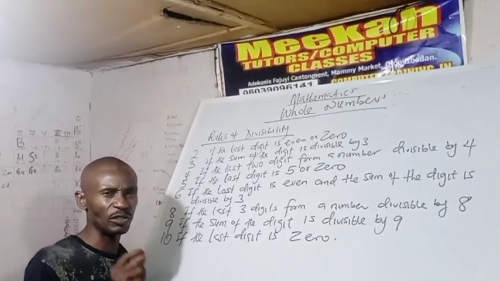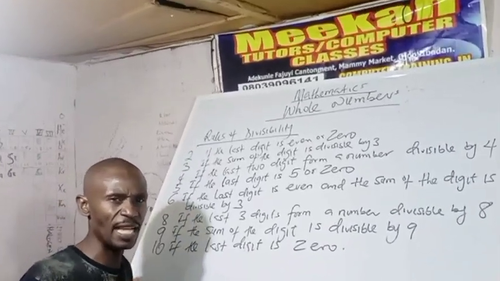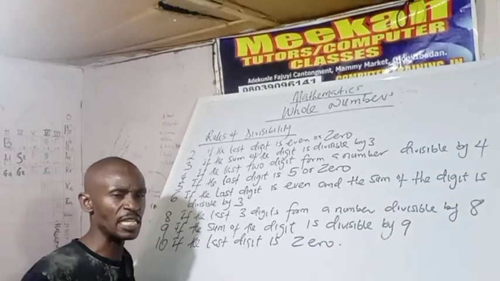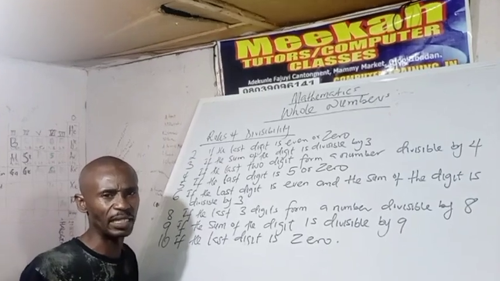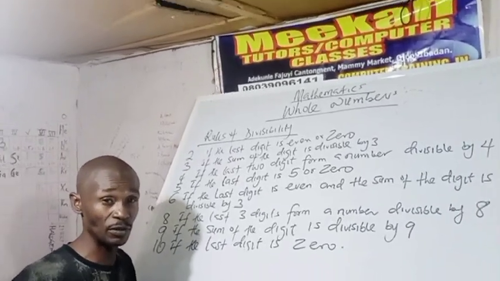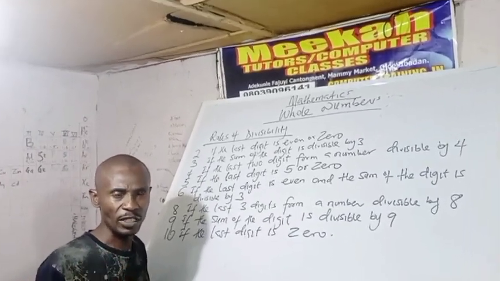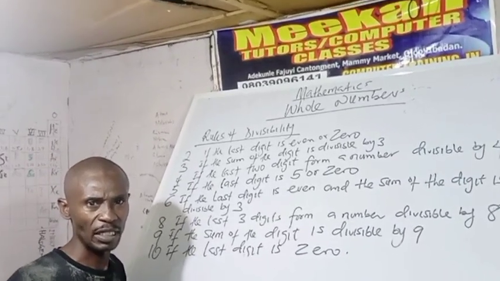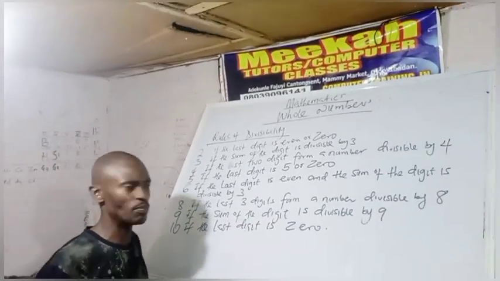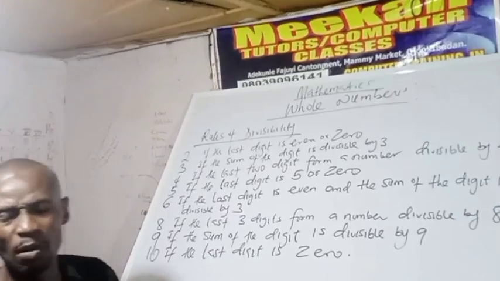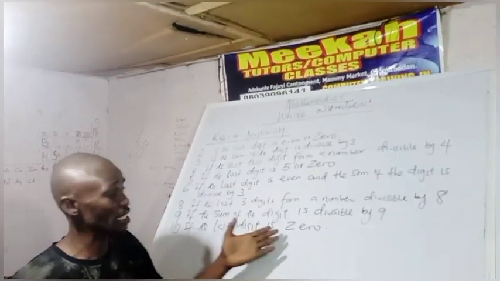5: if the last digit is 5 or 0. 6: if the last digit is even and the sum of the digits is divisible by 3. 7: 7 is a prime number, as are 17 and 47. 8: if the last 3 digits form a number divisible by 8. 9: if the sum of the digits is divisible by 9. 10: if the last digit is 0.